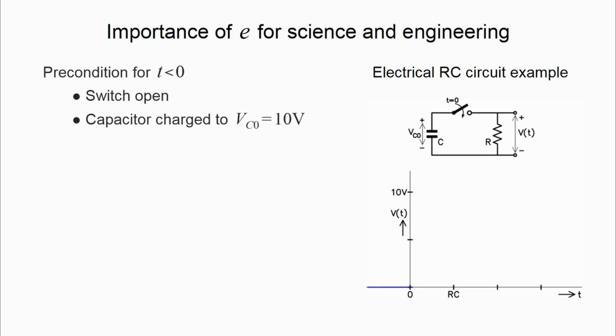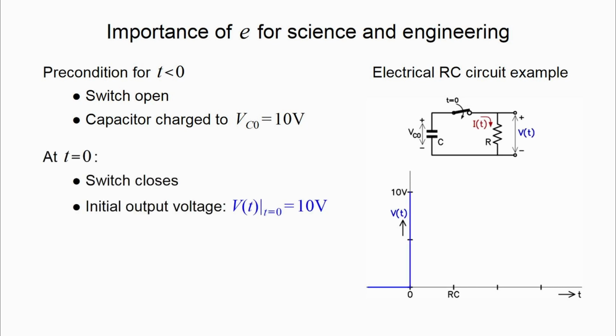The precondition of the experiment for negative t is that the switch is open while the capacitor is charged to the initial voltage Vc0, the size of 10 volts. As long as the resistor is disconnected, the output voltage V(t) remains 0. However, that changes abruptly to 10 volts when the switch is closed at t = 0. This forms the system's initial condition.